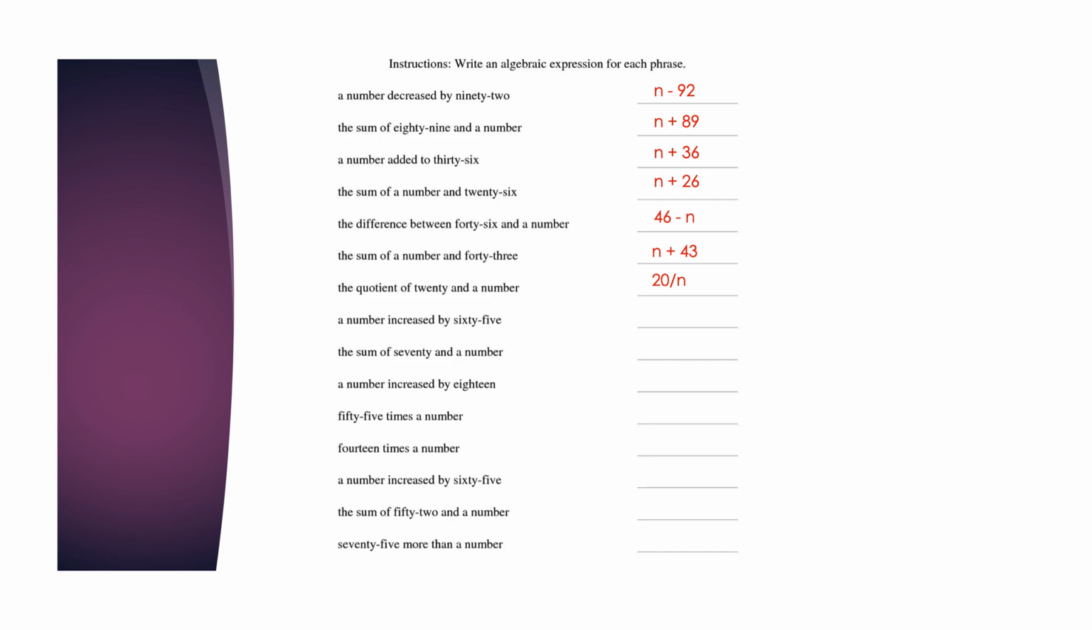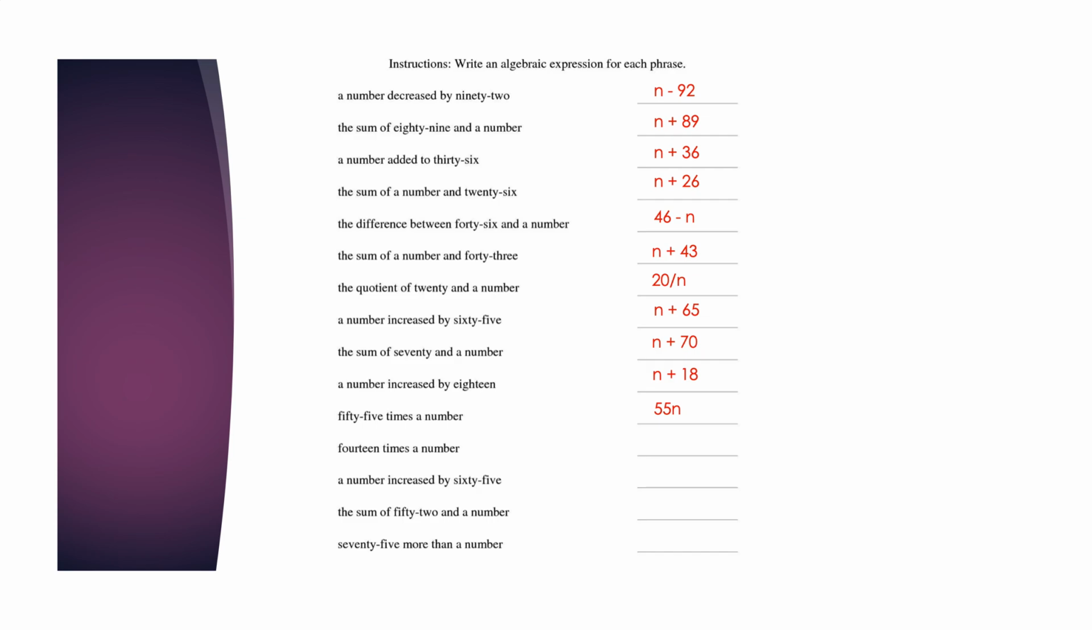A number increased by 65. You're starting with a number, you're increasing by 65. Could you have written 65 plus n? Absolutely. You'd get full credit for it. But we do a lot of stuff that's multiple choice. And if you do that, I think you're not going to see 65 plus n very often. You will see n plus 65 a lot. Okay, the sum of 70 and a number, n plus 70. We've been over the order now several times, so I won't belabor the point. A number increased by 18, n plus 18. 55 times a number, 55n.